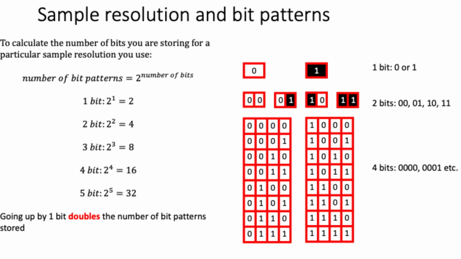I would pause the video here and have a look at how that fits together. Take a look at the way that the graphic on the right hand side fits together with this as well, so that you can get the idea that to calculate the number of bit patterns, it's 2 to the number of bits, very much like the number of colours you can store, and that going up by 1 bit doubles the bit patterns, and obviously going down by 1 bit halves the number of bit patterns you can store.